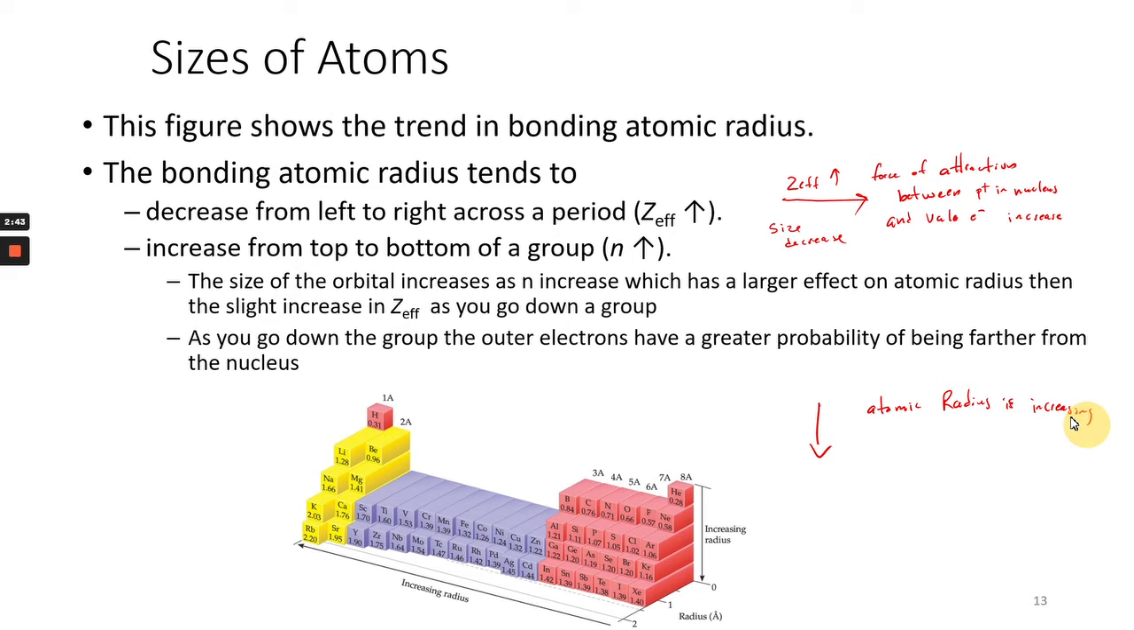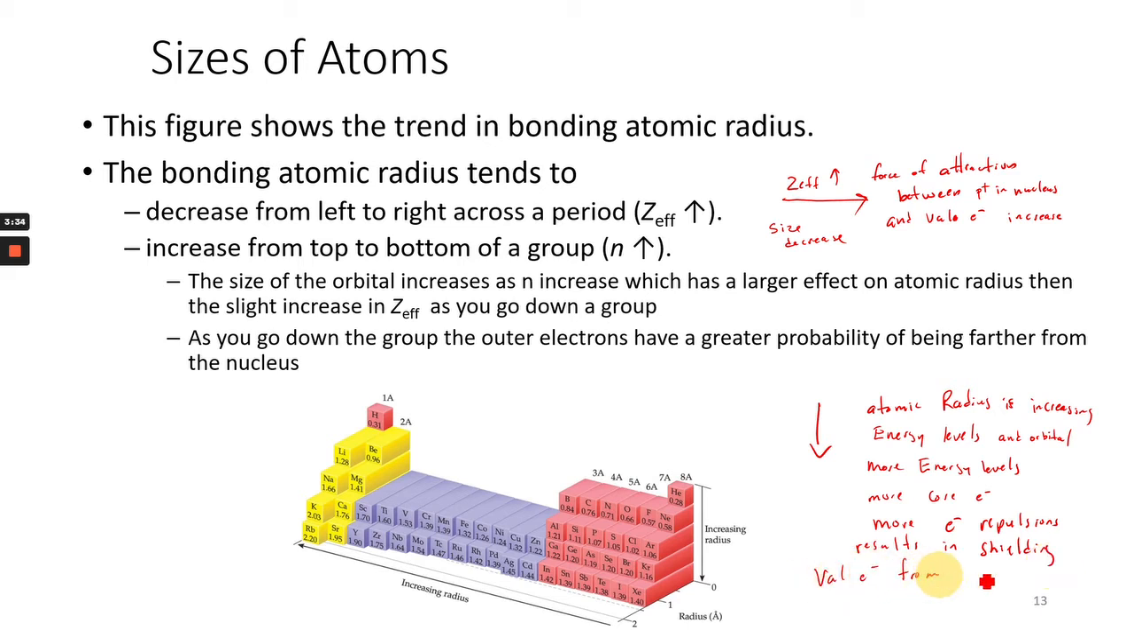It's more about your energy levels and orbitals. As you go down the group, you get more energy levels, so you have more core electrons. So you have more electron repulsions, which results in something we call shielding. So you're shielding the valence electrons from the force of attraction to the nucleus.